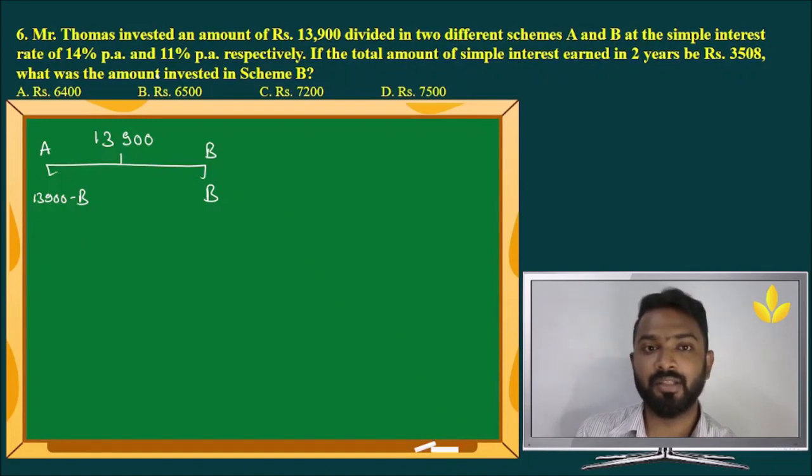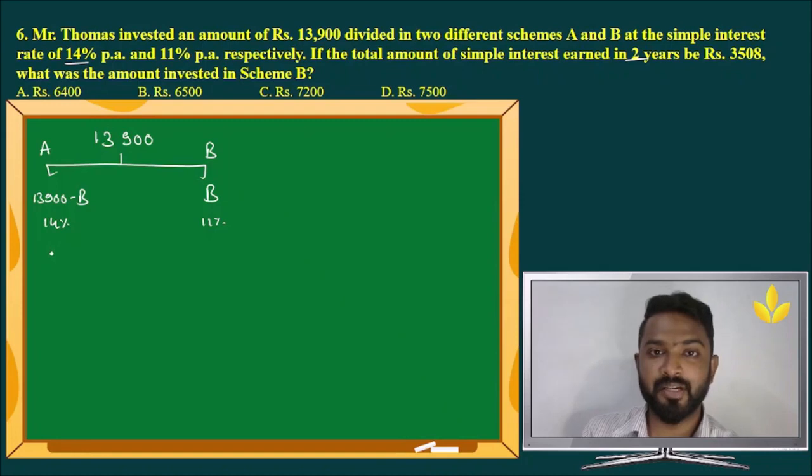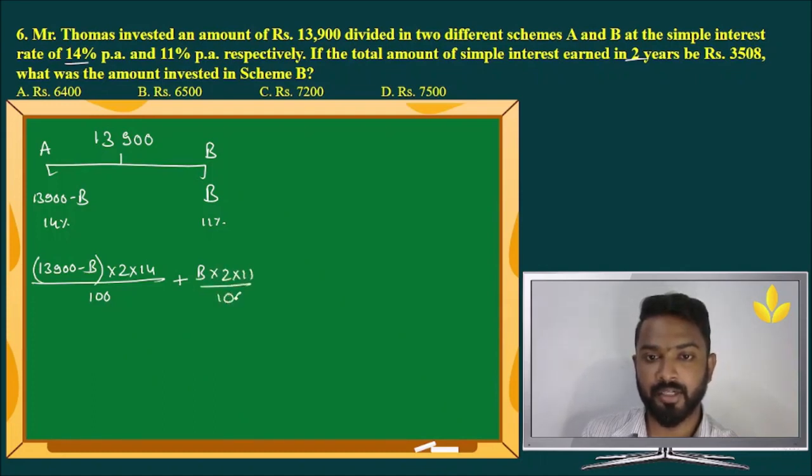So this one, the rate is 14%. This one, the rate is 11%. And the time is 2 years. And it is simple interest, so PTR by 100, PTR by 100. We have 13900 minus B, time is 2 years, 14 by 100, plus B into 2 into 11 by 100. This is equal to the final interest, that is 3508.